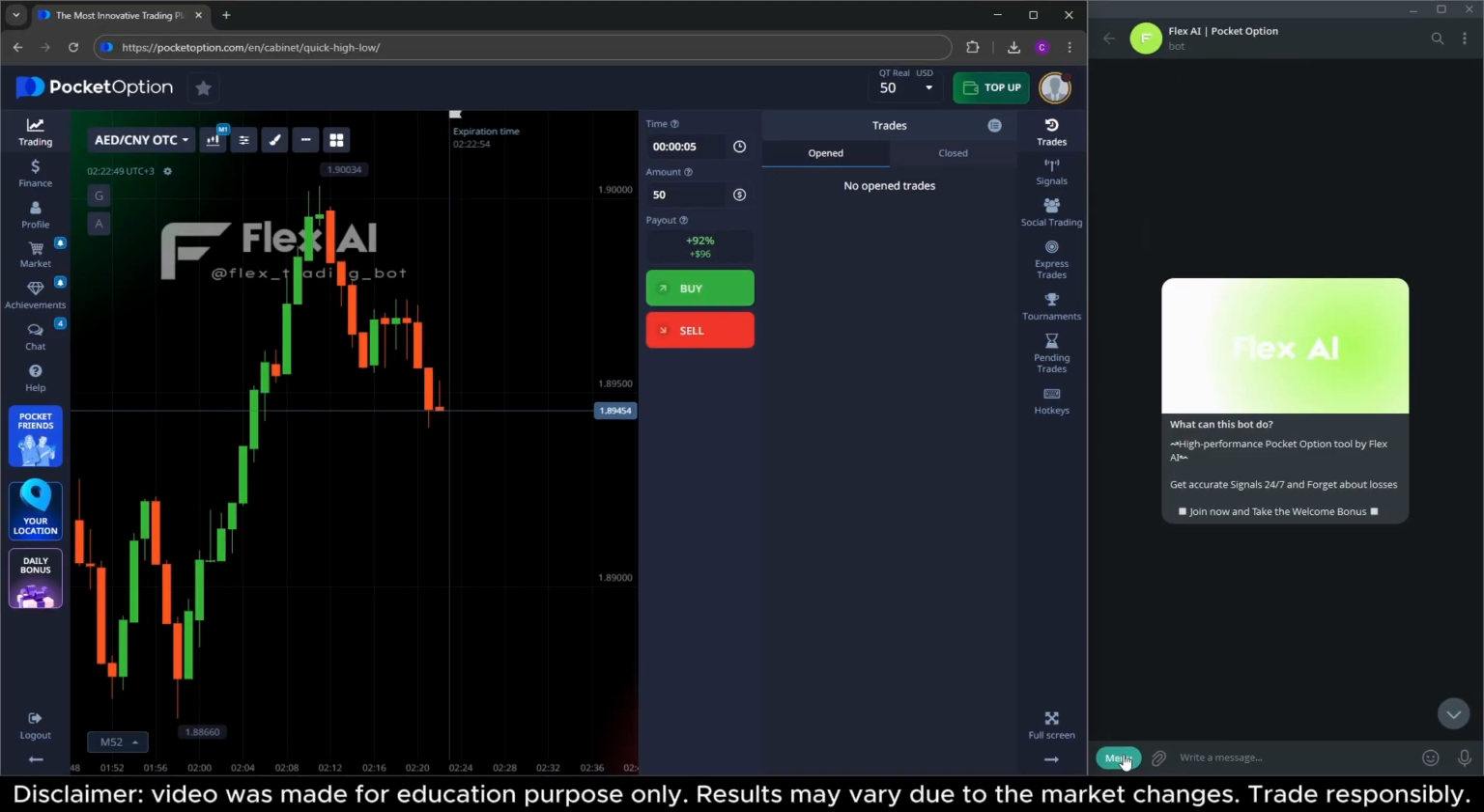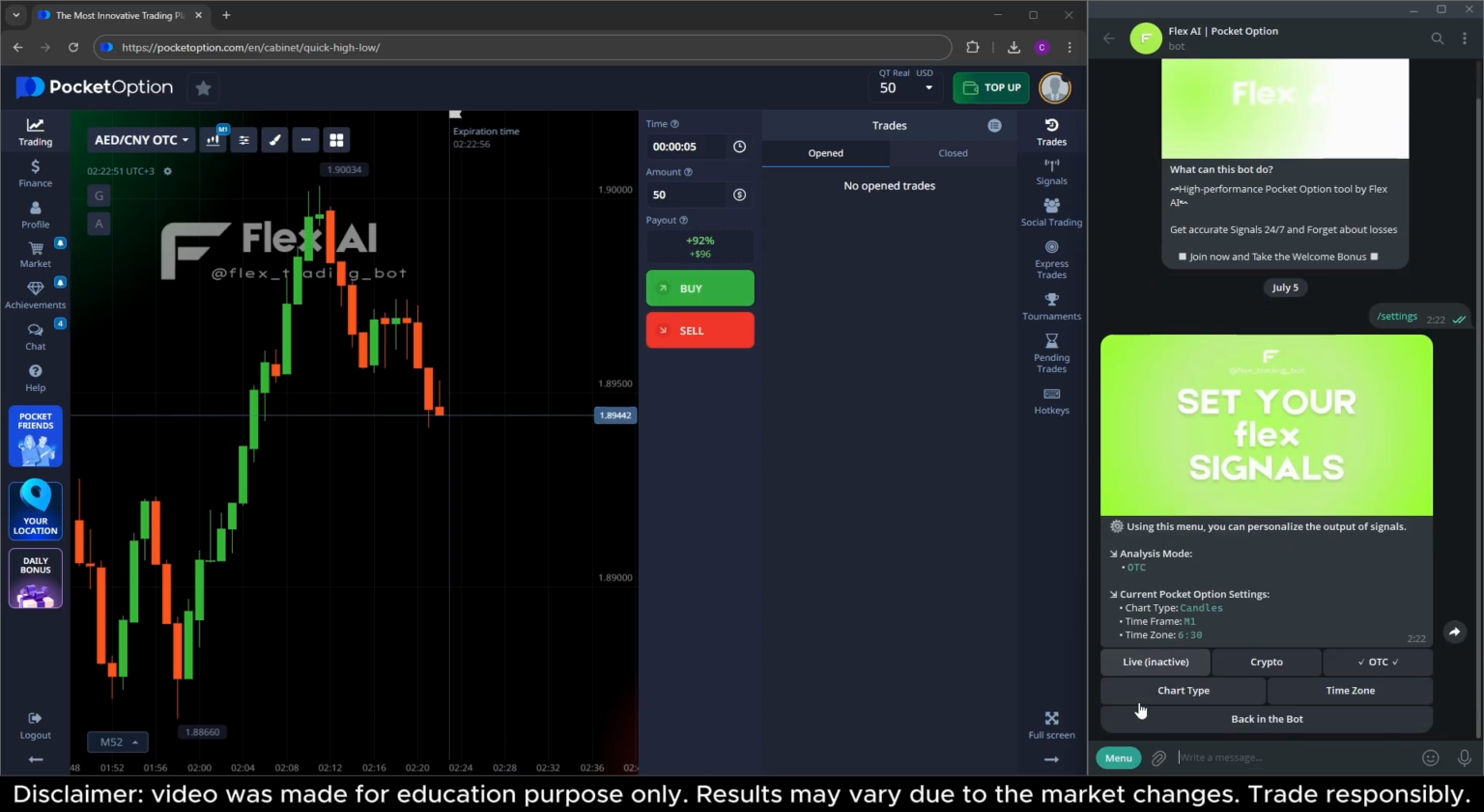This is the newest trading bot for Pocket Option. Unlike the others, Flex AI is not just a piece of code. It's your personal, fully customizable agent that works 24/7.